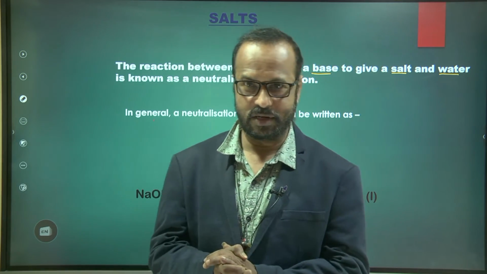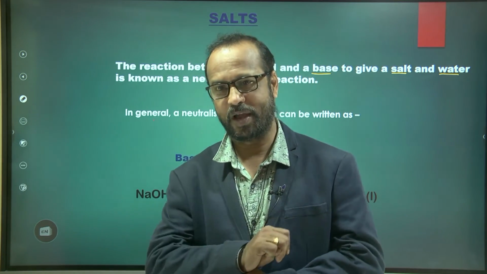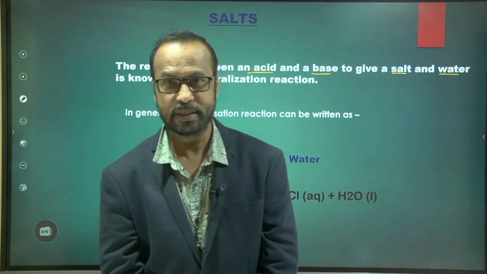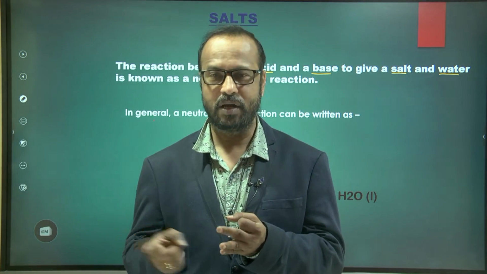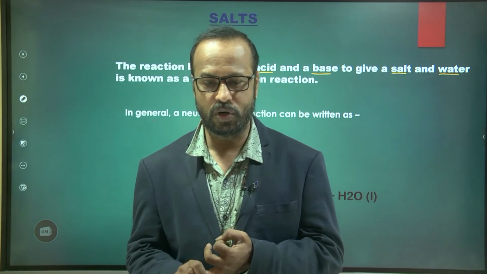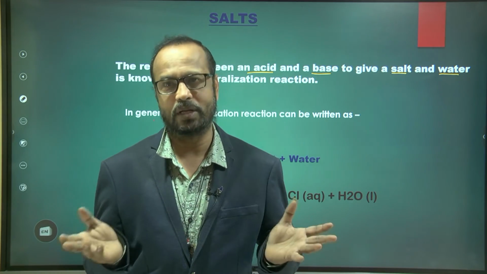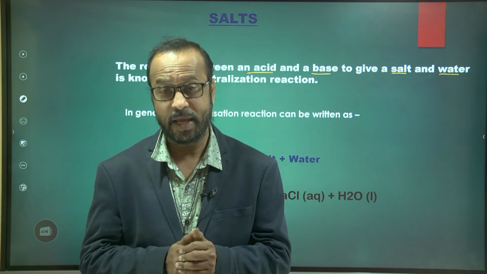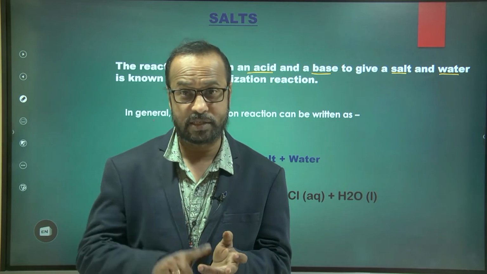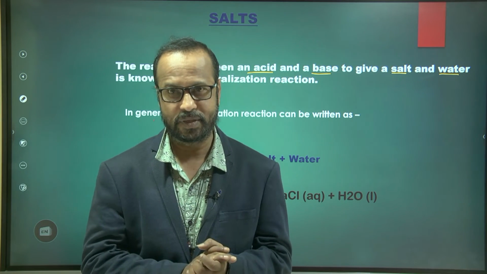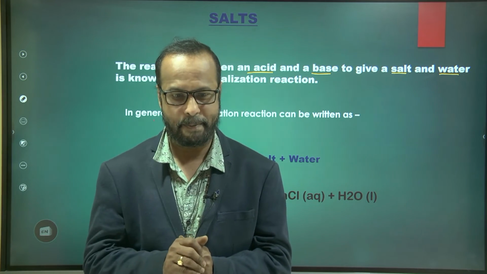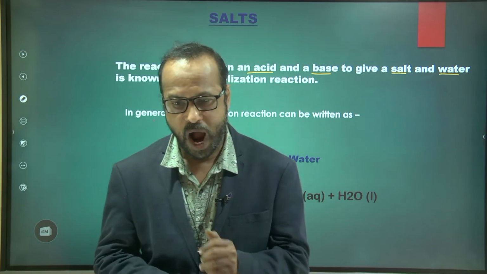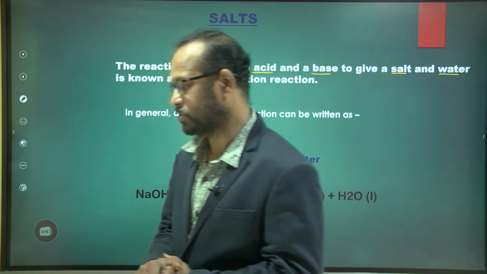So we have three types of salts. How many types of salts are there? Three types. One is neutral salt, one is acidic salt, one is basic salt. Some salts are neutral, they are neither acidic nor basic. Some salts are still acidic in nature. And there are some salts that are basic in nature. Now, how does this happen, can you guess?